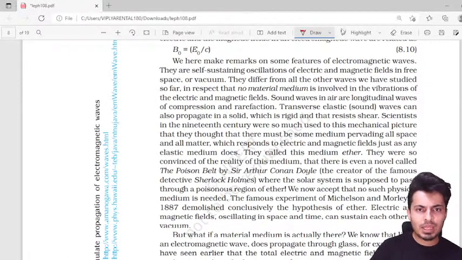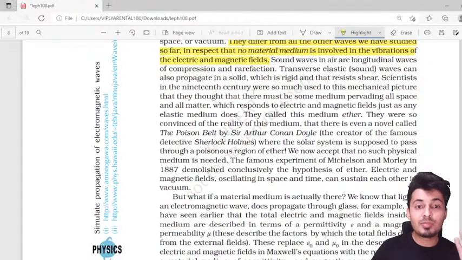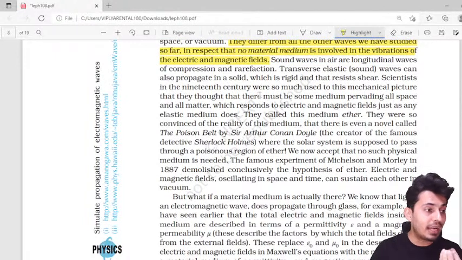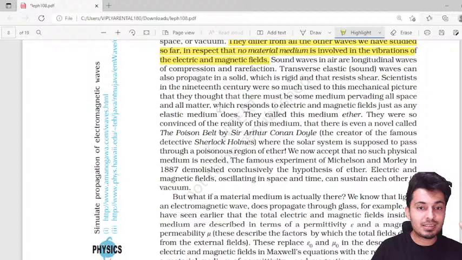Remember one thing, that these waves can travel even in vacuum, so they do not need a material medium. That's why they are non-mechanical waves. Like sound waves and waves on a string, they are mechanical waves because they need matter, they need some medium for them to propagate. Keep this in mind.